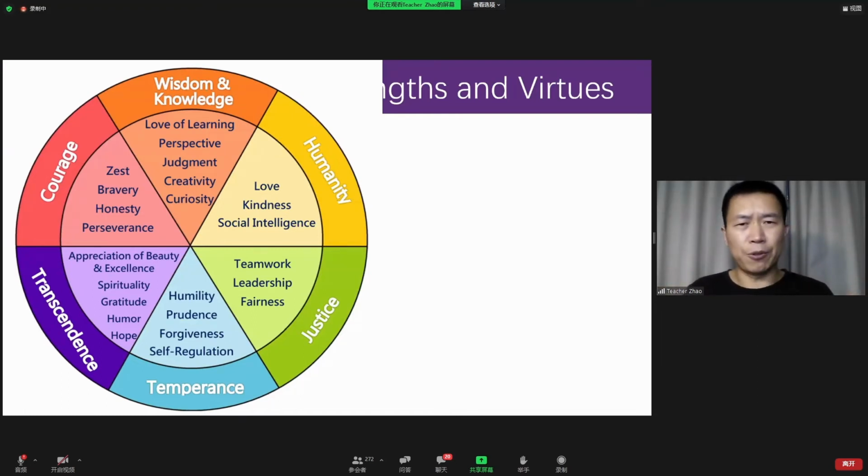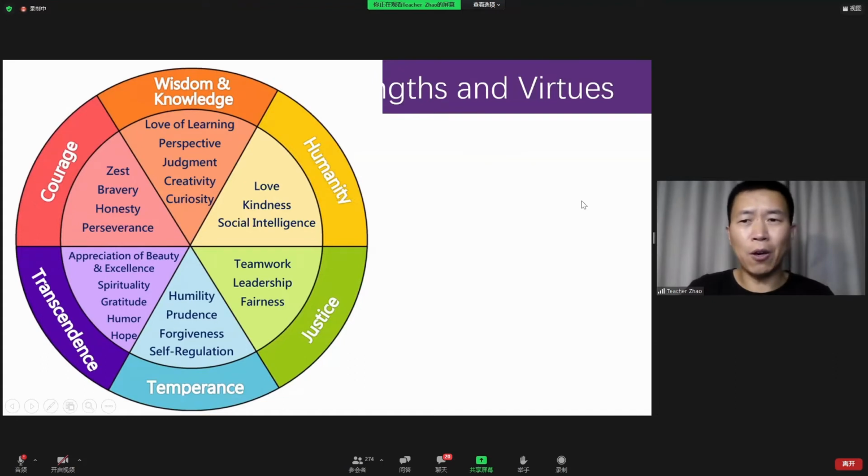So finally, they investigated all the major cultures. For example, the Chinese culture, the Japanese culture, the Eastern European culture, the Western European culture, the Middle East culture, the Jewish culture, and the Indian culture. And they asked one question when they read the classics in those cultures. What are the virtues that you value? And finally, they found the 6 virtues that every culture values. They are wisdom and knowledge, humanity, justice, temperance, transcendence, and courage. And under each virtue, they found 3 to 5 character strengths. And the total is 24 character strengths.